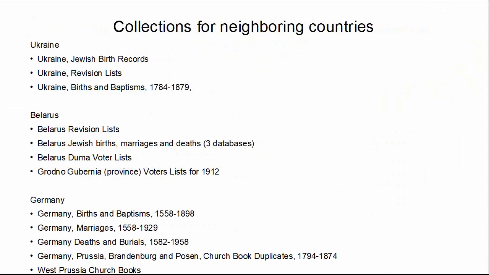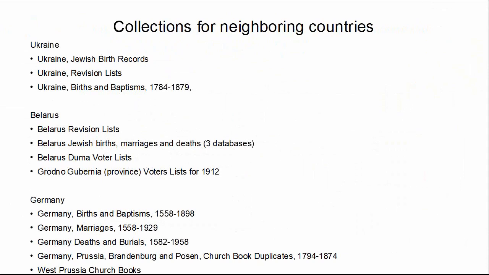Another database is Ukraine births and baptisms for years 1764 to 1879, with 42,000 records. Only a few places, but it includes some entries from Lvov as well, so the current Western Ukraine that used to belong to Poland.